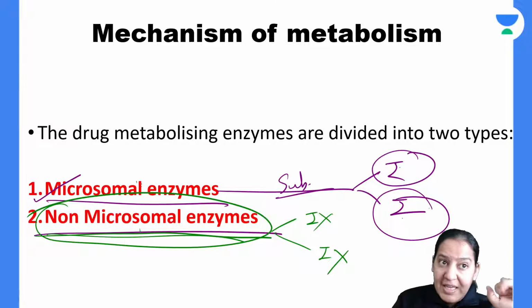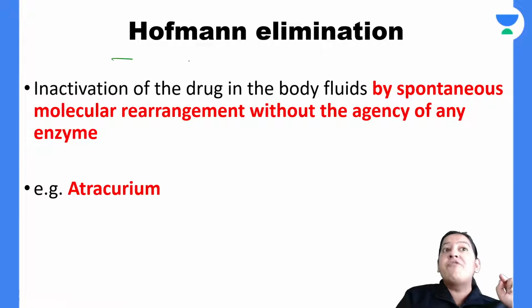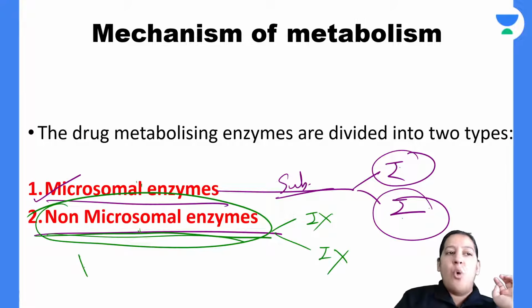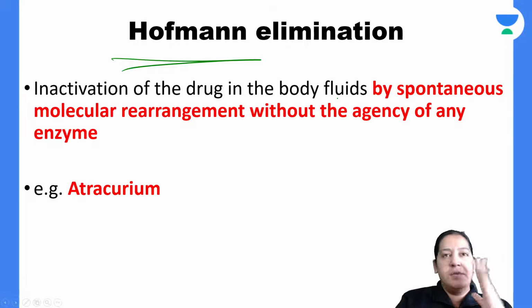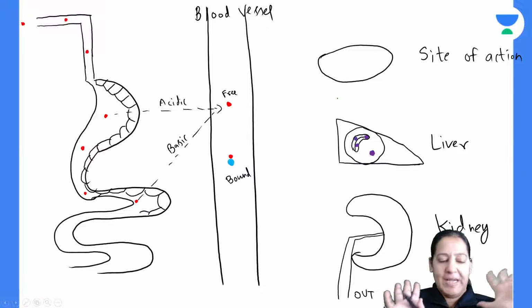Now apart from these two, there is a third mechanism that is known as Hoffman. Very commonly asked MCQ. Hoffman. It is the third mechanism of metabolism. You will say, ma'am, what does it mean? Okay, listen.